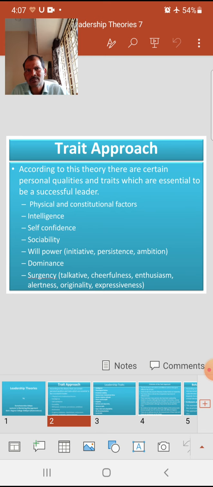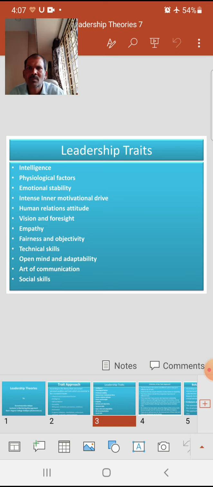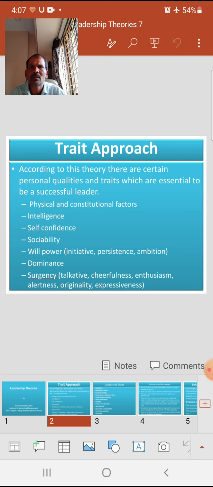According to Ralph M. Stockdill, various trait theories have suggested these traits in a successful leader: physical and constitutional factors, intelligence, self-confidence, sociability, willpower, initiative, persistence, ambition, dominance, surgency, that is talkativeness, cheerfulness, enthusiasm, alertness, originality, expressiveness.